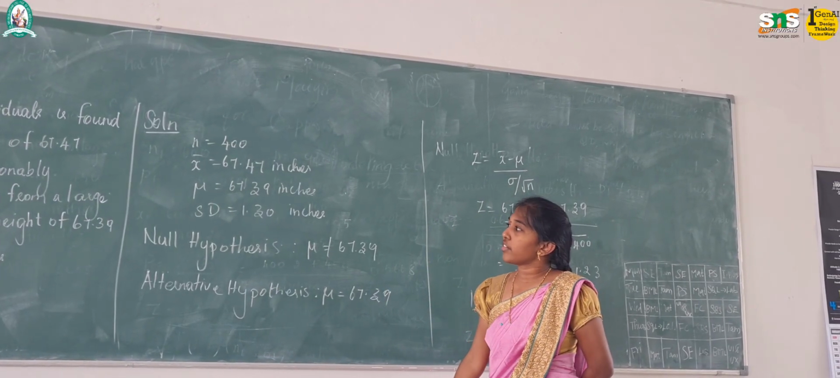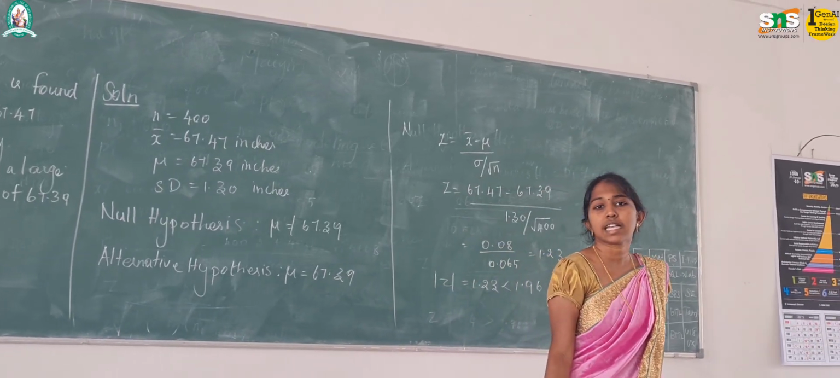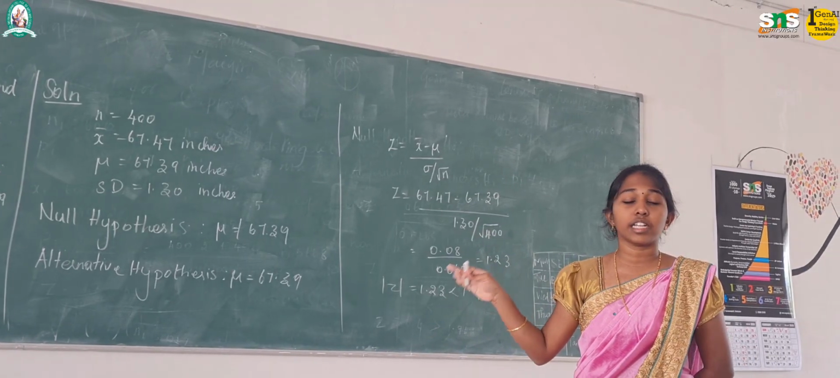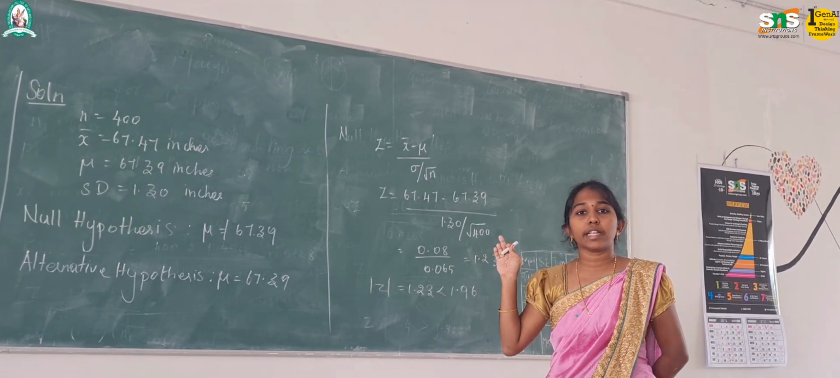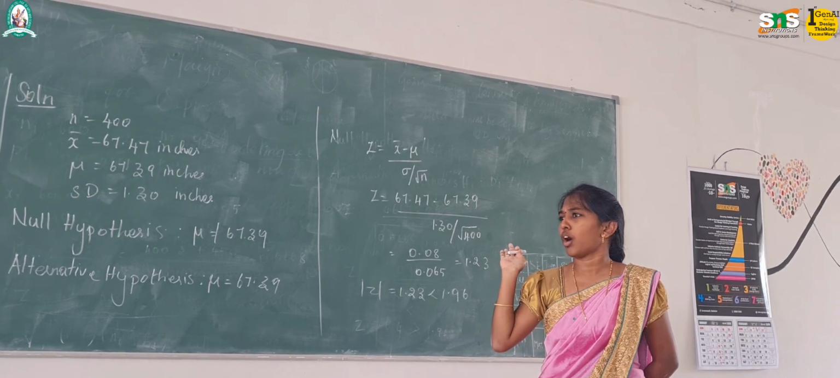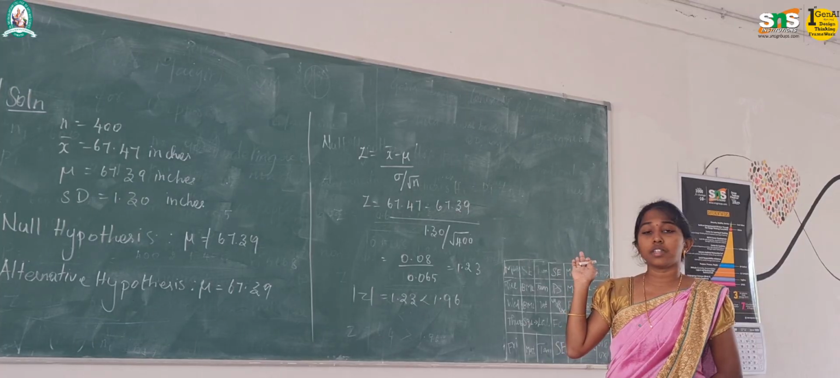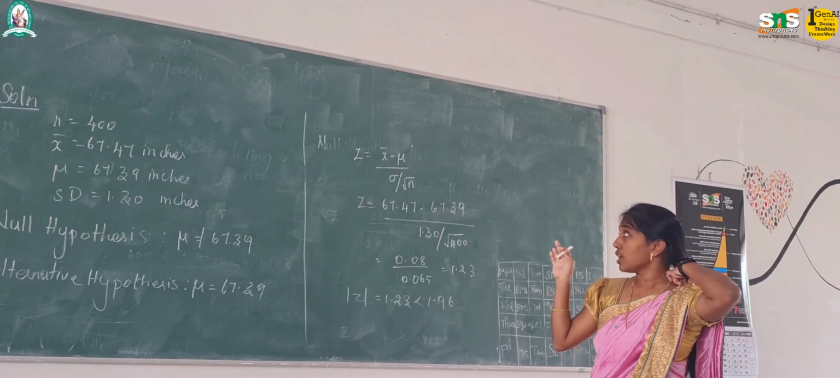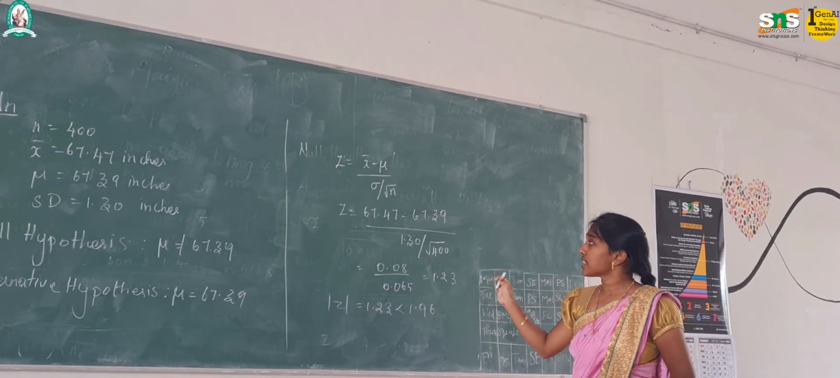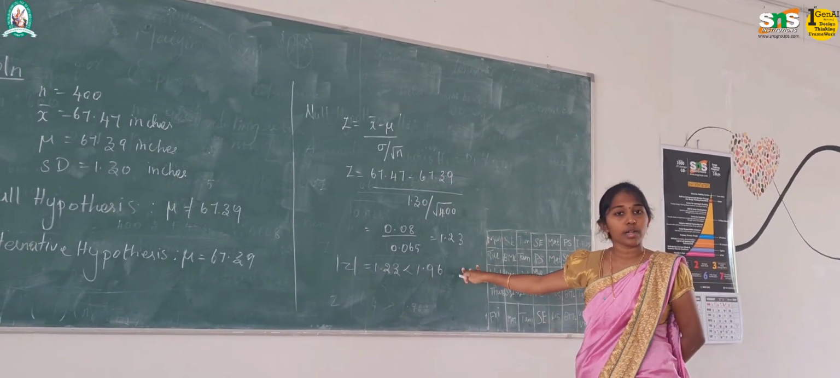To conclude, in the problem statement they gave the mean height, sample size and standard deviation. First we framed the null hypothesis and alternative hypothesis. Then we applied the formula for the sample mean and population mean. The formula for the z value is z is equal to x bar minus mu divided by sigma by root n. Now I substituted all the values present in the question. By substituting all those, I get an answer of 1.23.